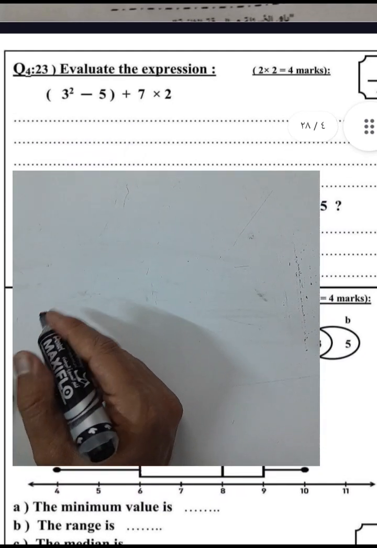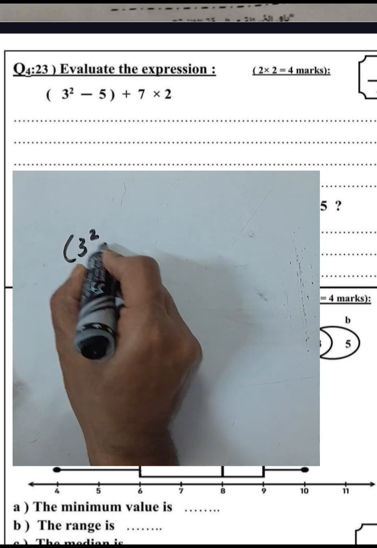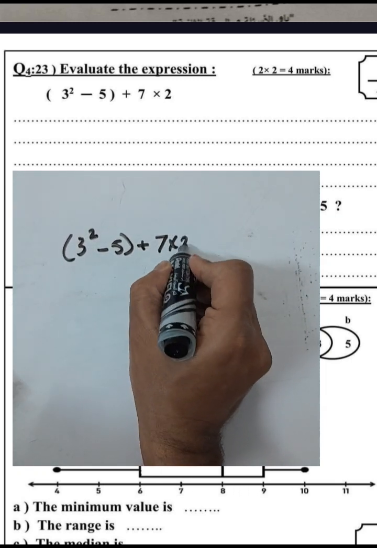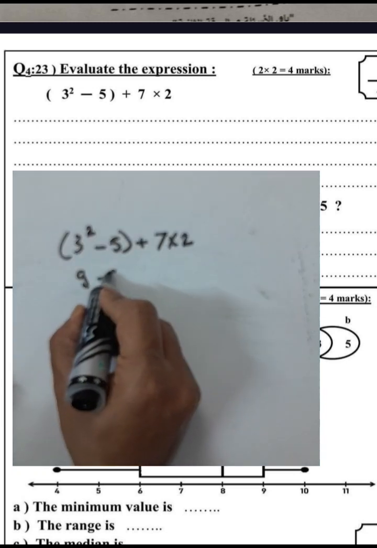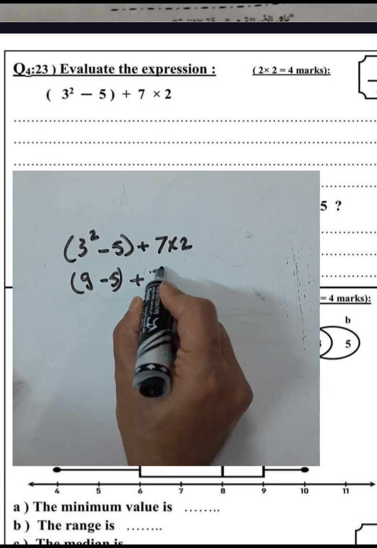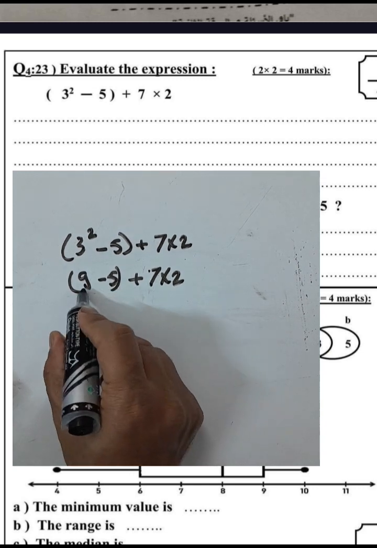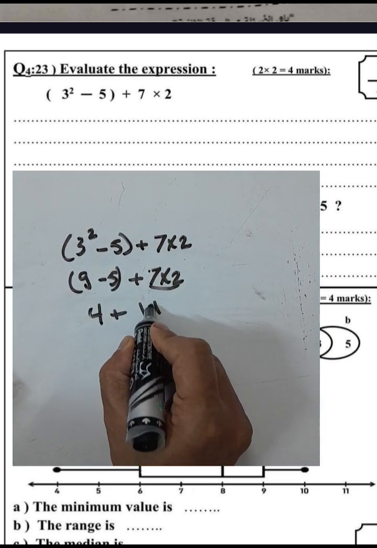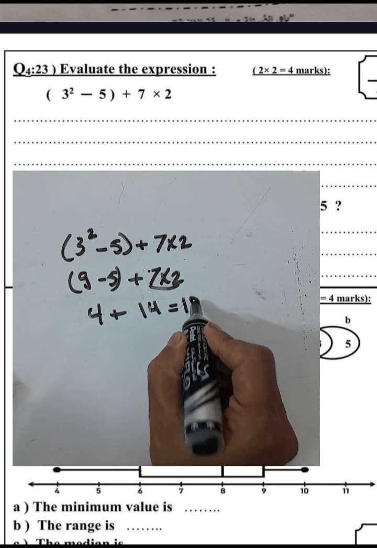Evaluate this expression: 3 to the power of 2, subtract 5 in brackets, plus 7 times 2. 3 squared is 9, minus 5 in brackets is 4, and 7 times 2 equals 14. 14 plus 4 equals 18.